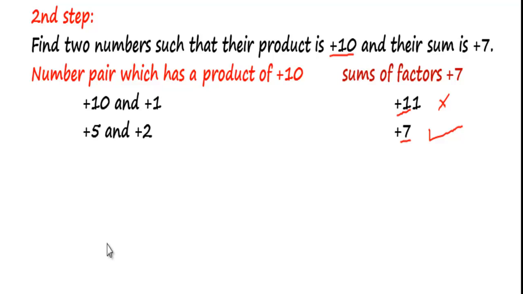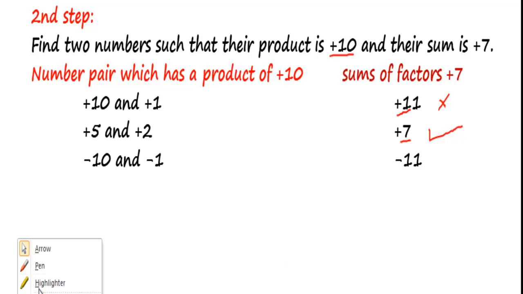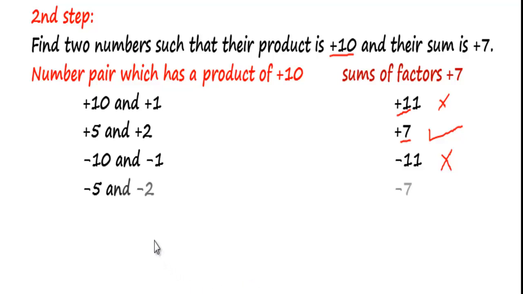So let's move on. Now minus 10 and minus 1, when you multiply them together, you are going to get plus 10, but when you add them together, you are going to get minus 11, which is not acceptable, because we're supposed to get plus 7 here. Because the two must be correct, and it's only the second one here that is correct. So let's still suggest another two numbers. Let's say minus 5 and then minus 2.